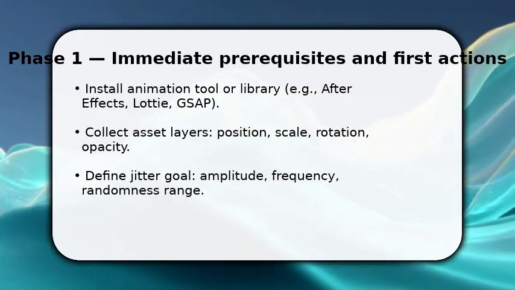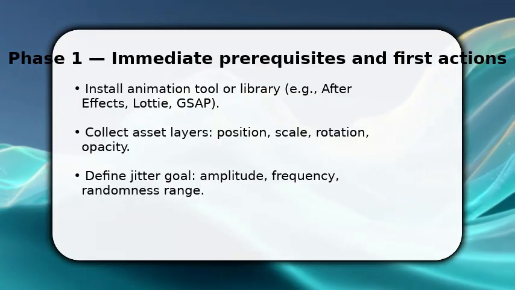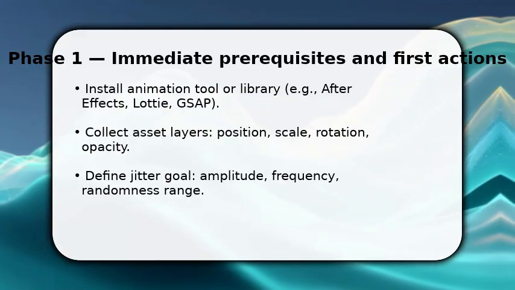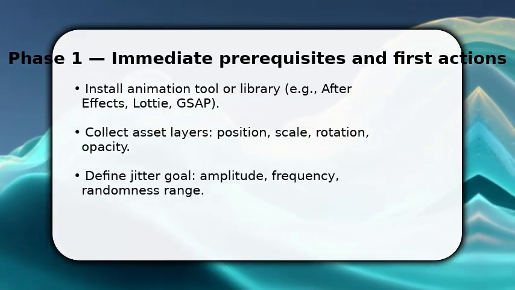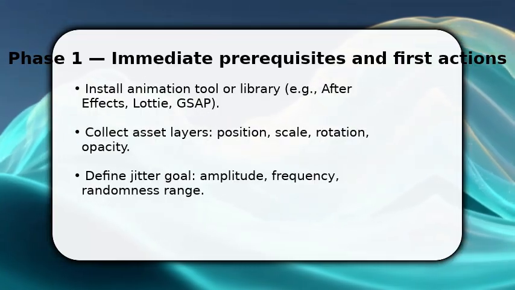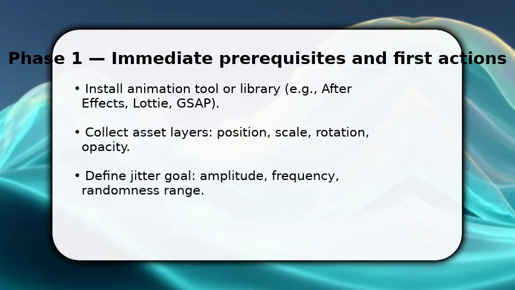You start by preparing assets and selecting a jitter method. Choose amplitude and frequency values now because they determine motion intensity. Set a base layer for the object. Once done, create a null or controller that will drive jitter and link properties via expressions or keyframes.